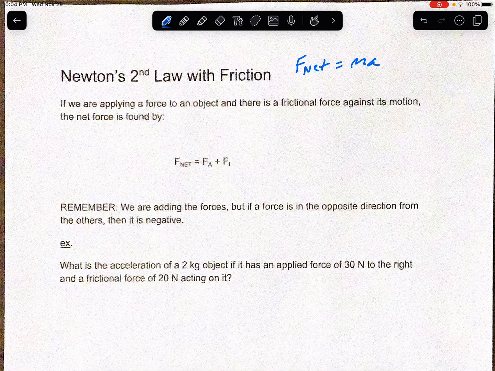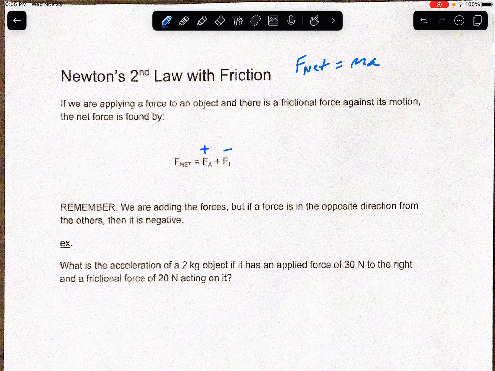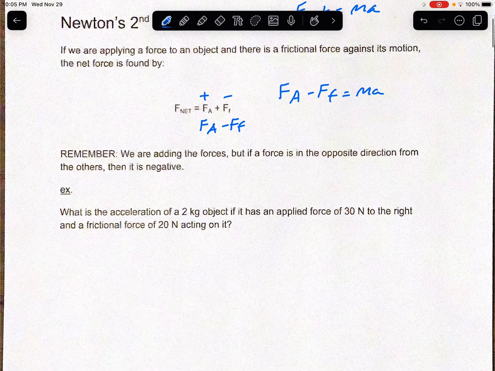Typically, your applied force is considered positive, and your frictional force is considered negative since it's going against you. So this is the same thing as saying FA minus FF. We can plug that into F net equals MA, so FA minus FF equals MA. It's the same thing, just now we're taking friction into account, because friction is normally present in real life, whether it's by a surface, through drag, things like that. But for now, we'll just worry about basic friction.